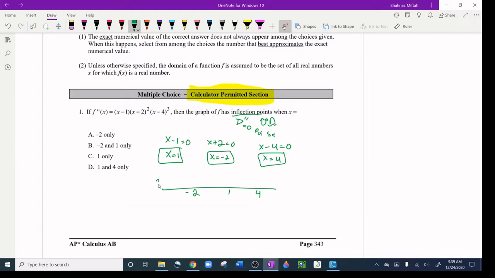So plug in anything here. I'll pick negative 3. When I plug in negative 3 here, negative 3 minus 1 is going to give me negative something. Negative 3 plus 2 is going to be negative 1, but since it's squared, it's going to give me positive. Then I have negative 3 minus 4, which is going to give me negative. So negative, positive is negative. Positive, negative, and negative is positive. So this goes positive.